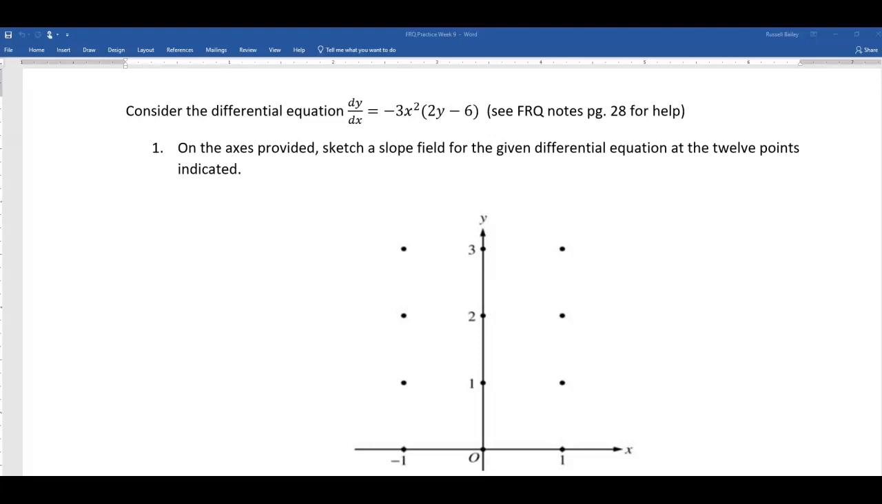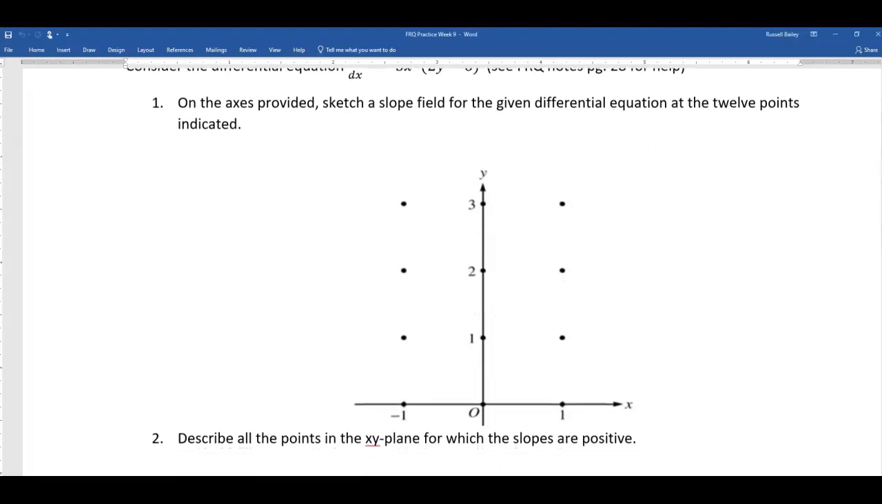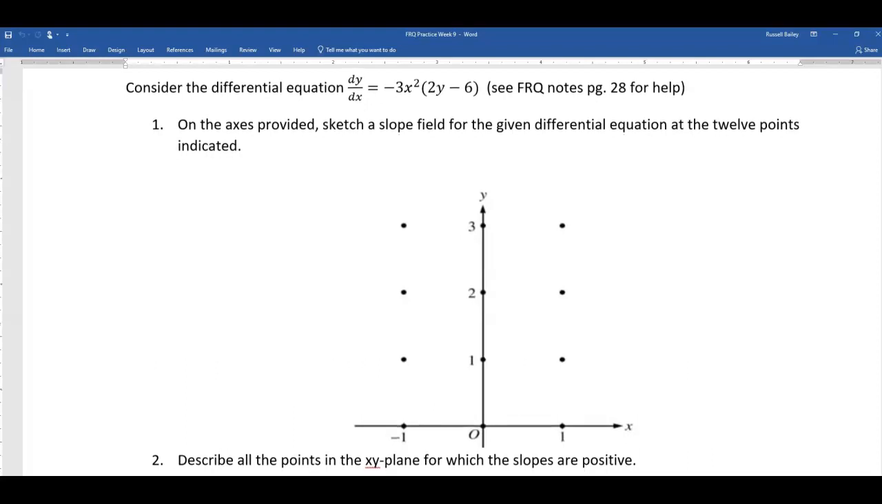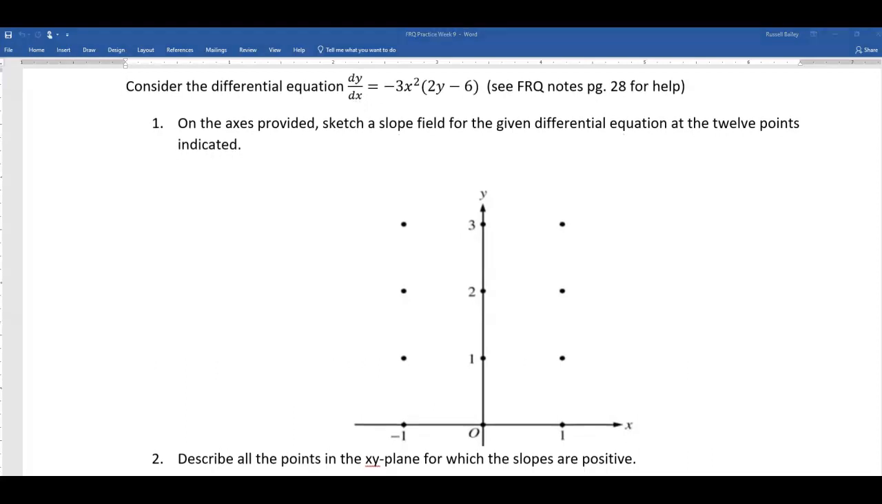I'm going to skip sketching the slope field for now just because I don't feel like that's something that we're challenging with too much. But if we have time, I'll go back and do it to save you guys time. But let's talk about a weird question here, number 2. Describe all the points in the xy plane for which the slopes would be positive. Okay, well, here's my slope up here. Positive.